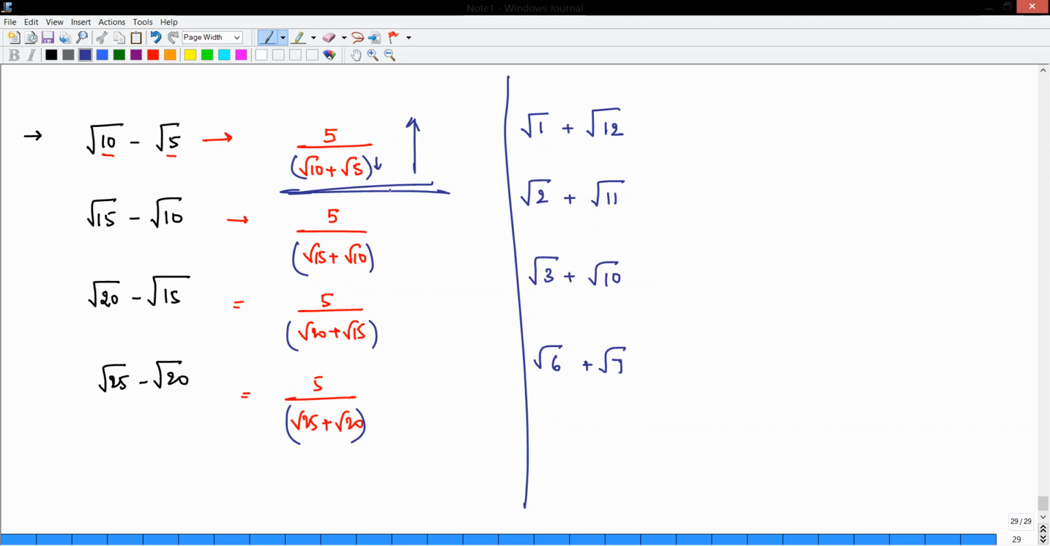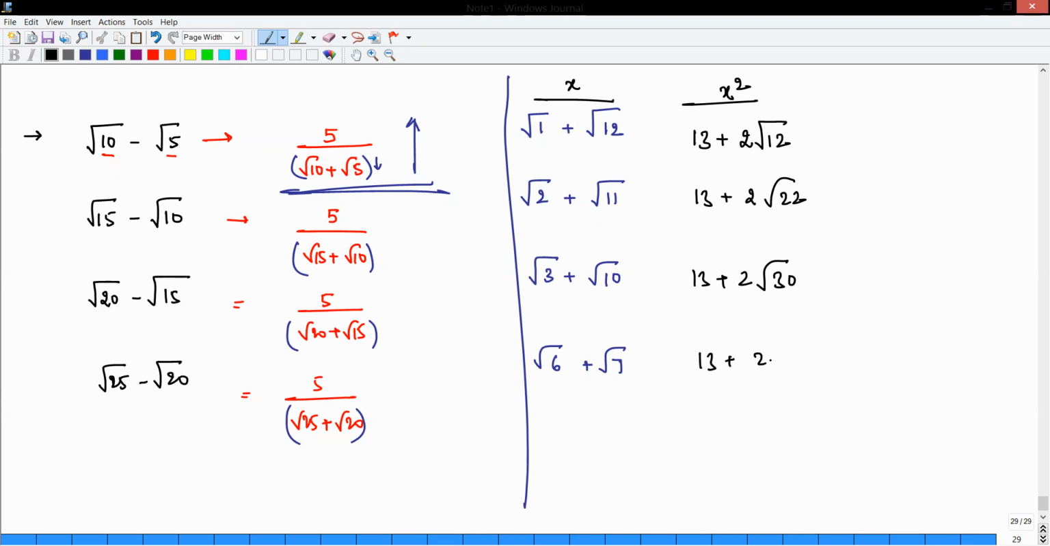The first one. If anything is in the form of root a plus root b, where a plus b is constant, all you need to do is simply square it. Take it as x, square it. What happens if I square it? Root 1 plus root 12, square it, 13 plus 2 root 12. This 13 remains the same, 22. Which square is greater? Obviously, this one is greater. Therefore, this is the largest of all these four.